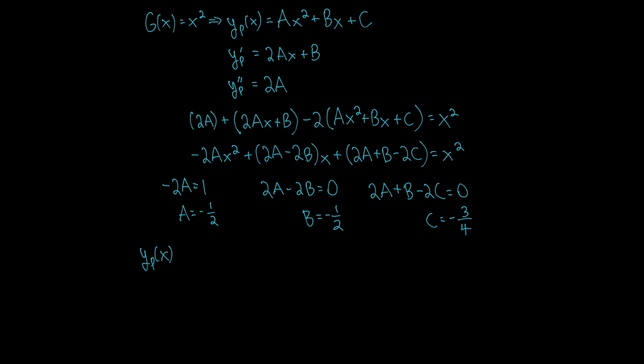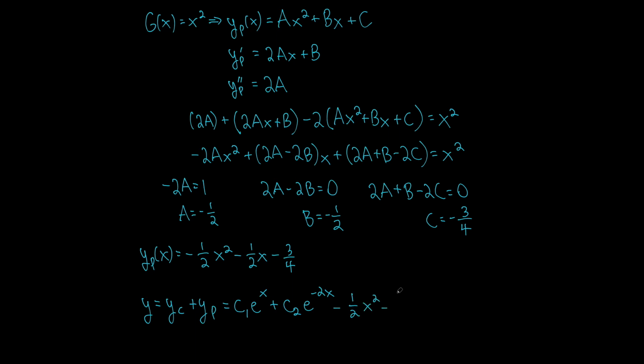yp is equal to minus 1/2 x squared, just plugging in for what we said we were going to make it equal to, now that we know what a, b, and c are, minus 1/2 x minus 3/4. So that means that y, our general solution to our non-homogeneous differential equation, is yc plus yp, which is c1 e to the x plus c2 e to the minus 2x minus 1/2 x squared minus 1/2 x minus 3/4.